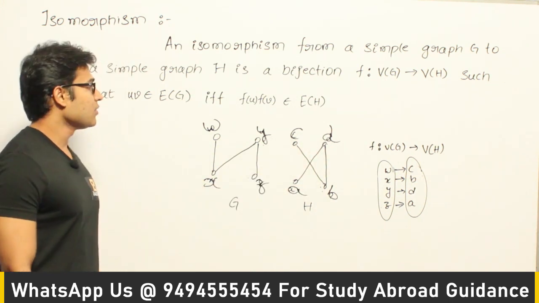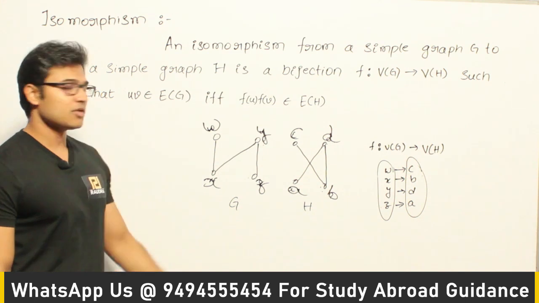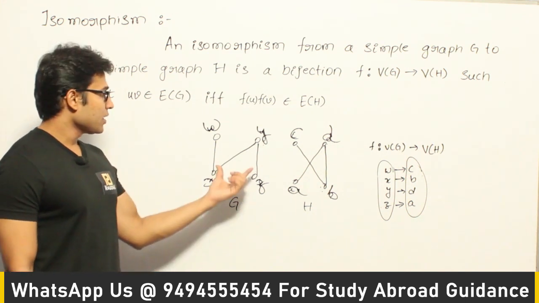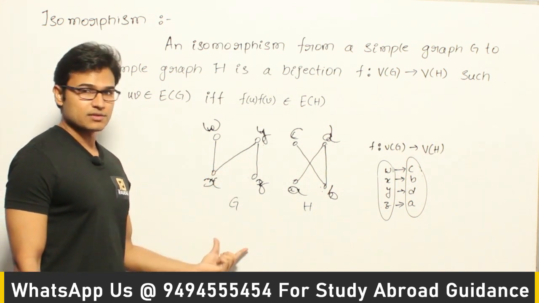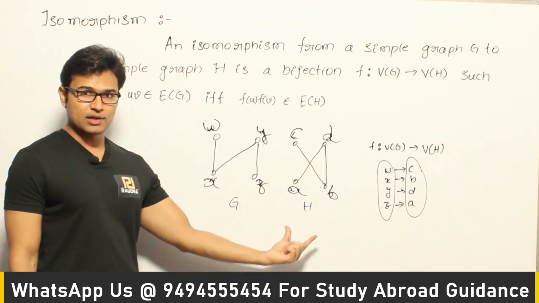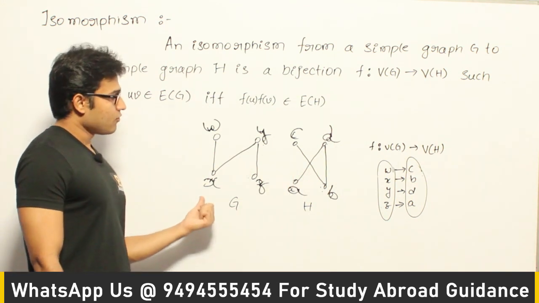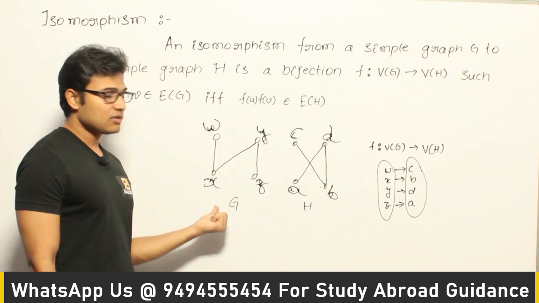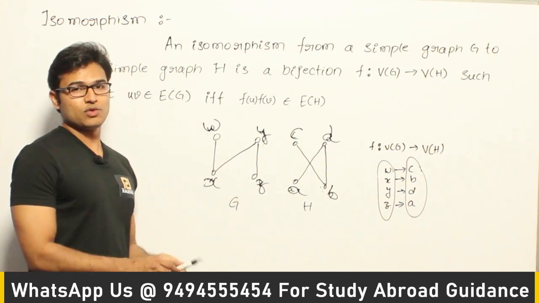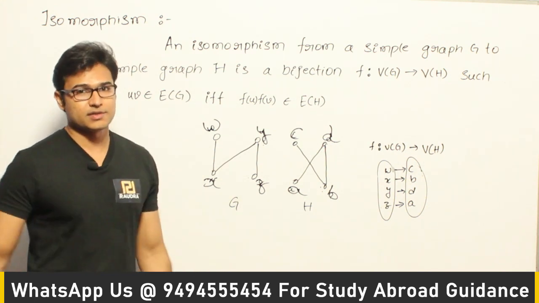And if you want to see one more similarity, or one more property, if you try to write down the adjacency matrix for this and the adjacency matrix for this, now you can get one adjacency matrix equal to the other adjacency matrix by doing some row interchanges.